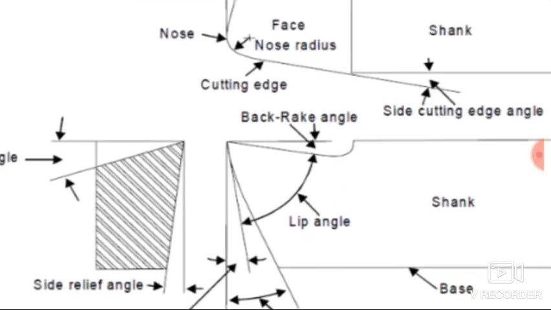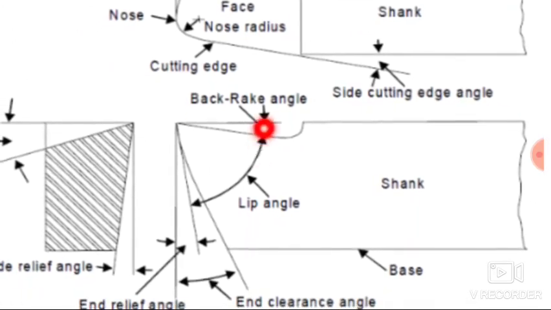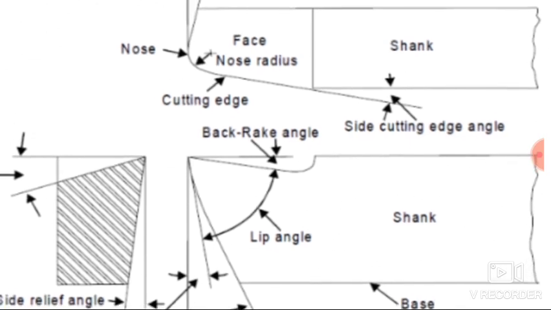The very important angle is the back rake angle, which you can see in the front view. So this is the back rake angle. The face of the cutting tool is inclined at the back side, it is inclined downward. So the angle made by the face of the cutting tool and a line parallel to the base of the cutting tool, measured in a plane which is perpendicular to the base of the cutting tool and passing through the side cutting edge, is known as the back rake angle.